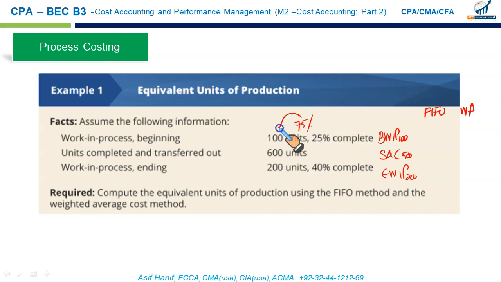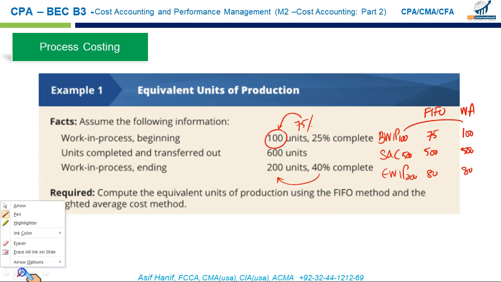75% of 100 units would be 75 EUPs. The 500 units started and completed during the current period will be 100%, and the ending work in process is 40% complete. 40% of 200 is just 80. If you go for the weighted average, remember, for weighted average, beginning work in process is always 100% complete. Whatever the number of units you see here, you put straight away the number right here. Started and completed are always 100% complete, and the ending work in process is 80.